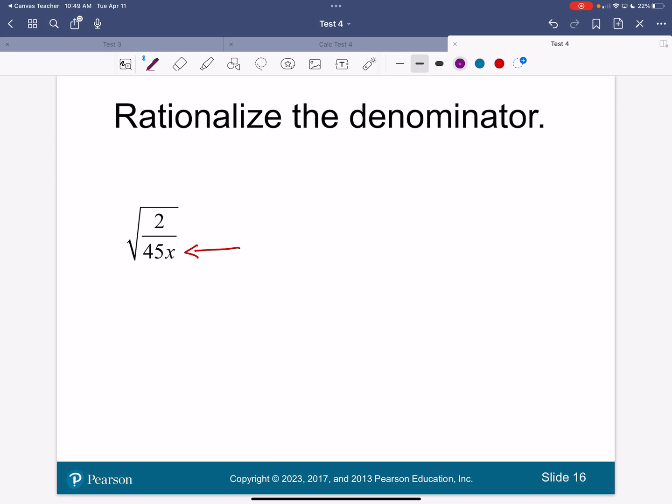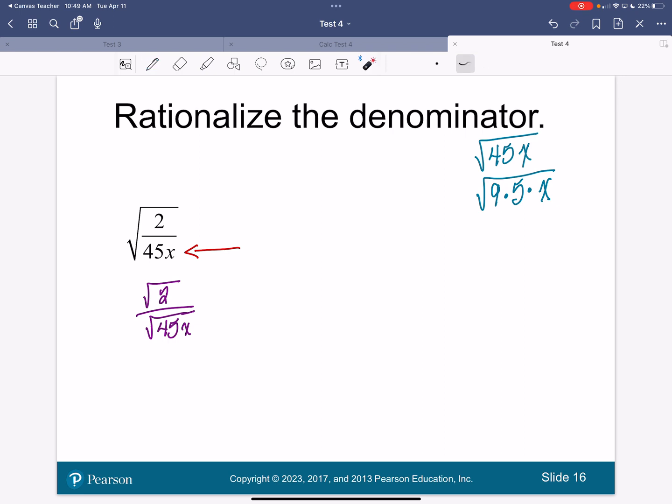So I'm going to rewrite this as the square root of 2 over the square root of 45x. Now, if we focus on this part right here, I've got the square root of 45x. I'm going to rewrite that as 9 times 5. And what do I need to make sure I don't forget? Good. I can take the square root of this 9 right here. What's the square root? Good.